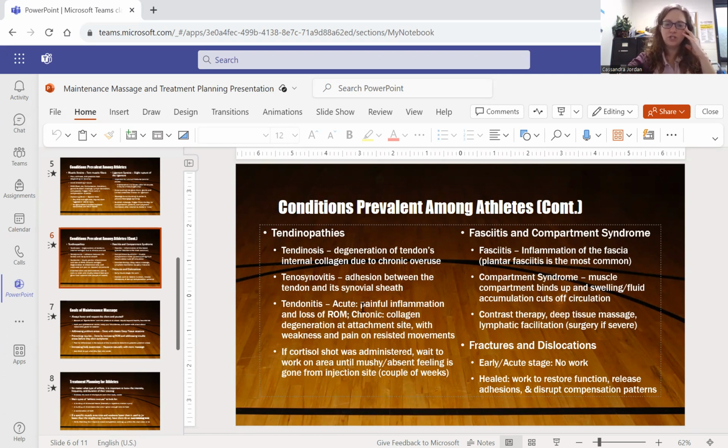Fractures and dislocations, we don't work on them in the early acute stage, you guys. Don't massage broken bones. Once it's healed, we can work to restore function of the limb, release adhesions, and disrupt compensation patterns, and that would all be very normal.